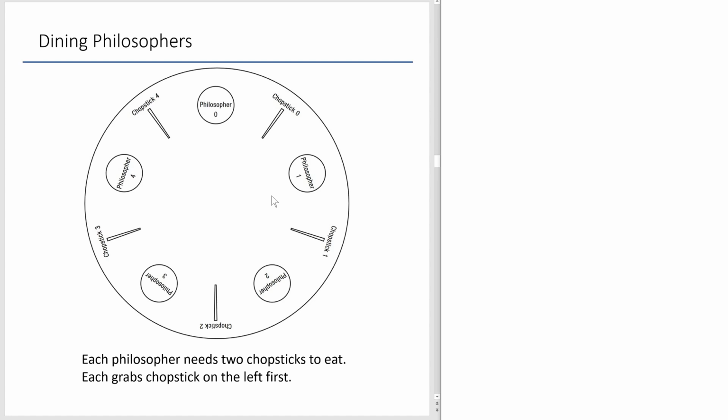And obviously, philosophers and chopsticks are just a metaphor. Philosophers are the threads, independent threads, and chopsticks are resources. Chopstick, you can think of this as a lock. The object that you're going to access is each philosopher's meal, and in order to work on it, you need 2 locks, on the left and on the right. So this is the setup.